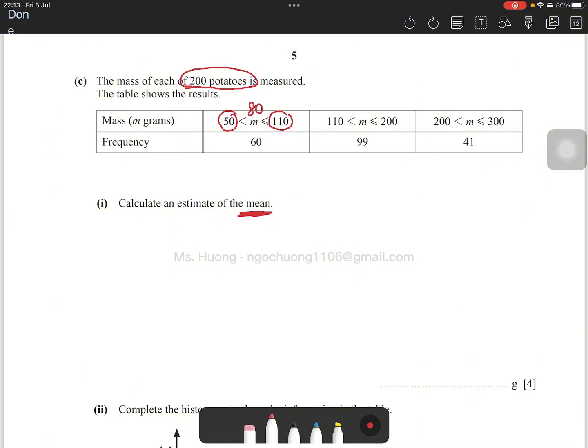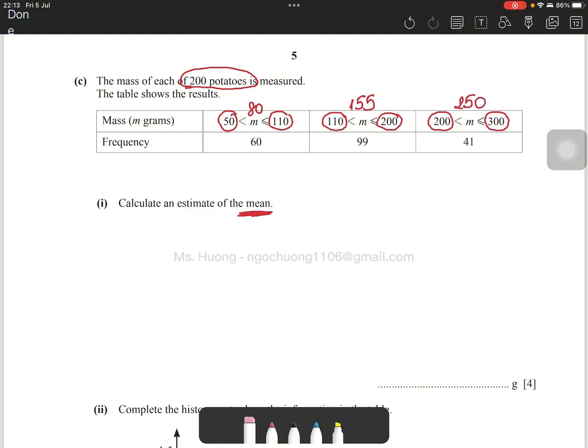Similarly, 110 plus 200 is 310. 310 divided by 2 is 155. This is the middle value of the second interval. For the last interval, 200 plus 300 is 500. 500 divided by 2 is 250.